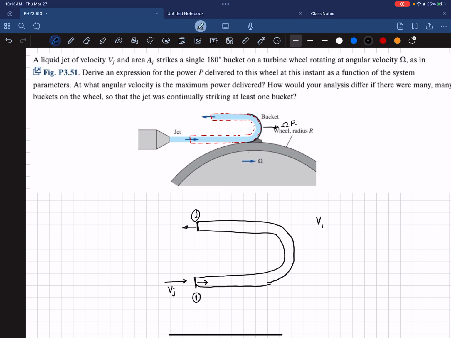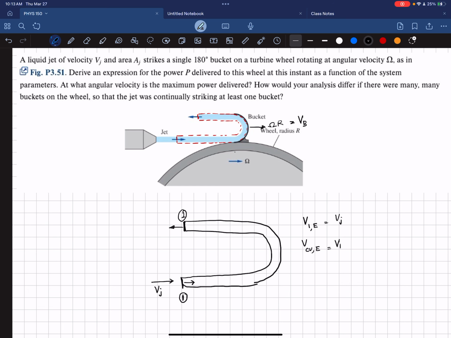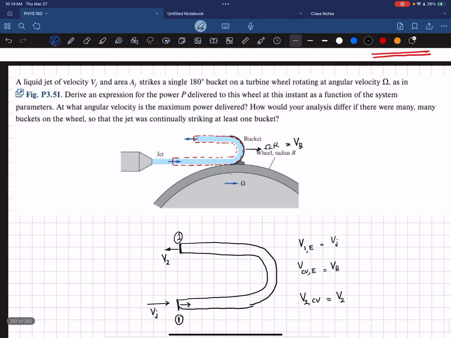is equal to V1, jet velocity, that is with respect to Earth, is equal to Vj, and V control volume with respect to Earth is, let's say, Vb, which is equal to V bucket, which is omega r. And then we consider V2 as our velocity at section 2, which we take as the velocity with respect to the control volume. So let's take velocity at 2 with respect to the control volume, V2. This is something that we assume at the beginning.